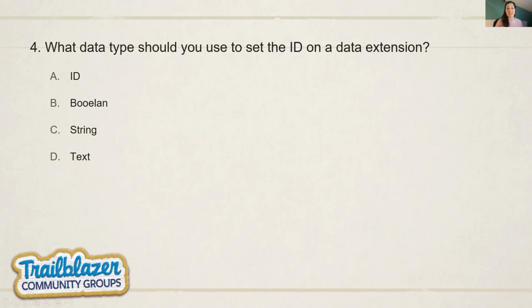What data type should you use to set the ID on a data extension? ID, Boolean, string, or text?